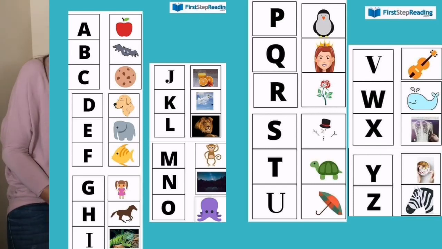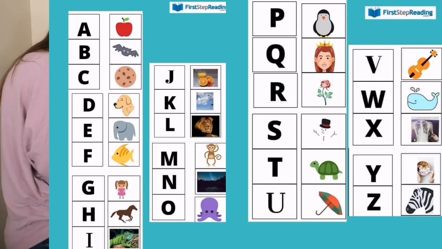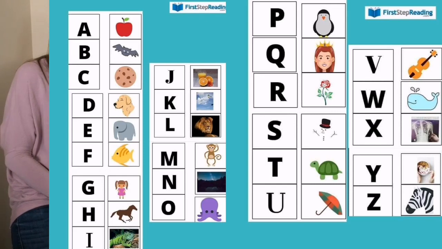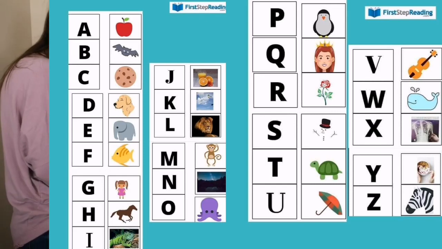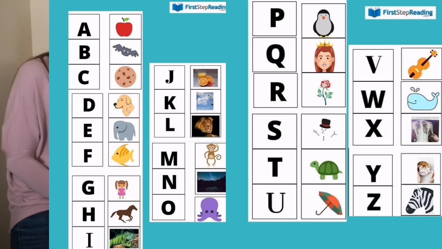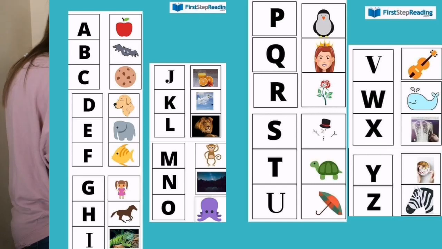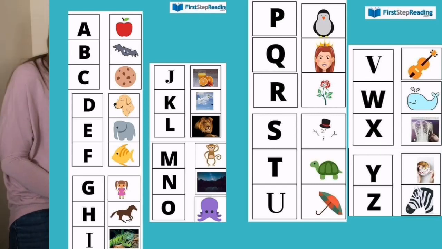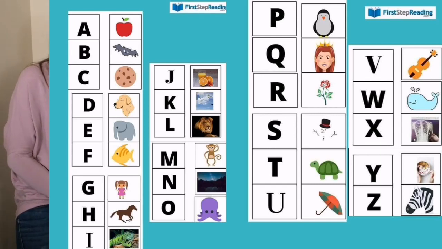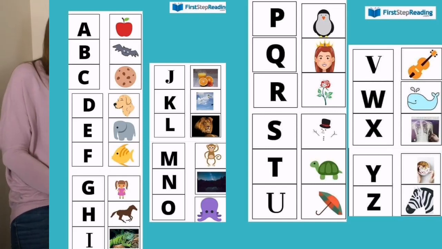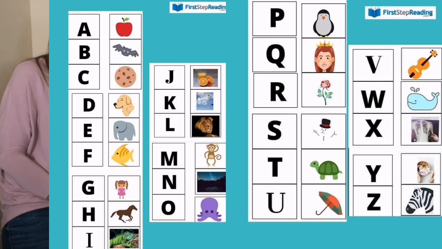The V says voo. The W says wah. The X says x, like violin, whale, and X-ray. The Y says yeah. The Z says zzz, like yogurt and zebra. The letters have sounds. Thanks for singing with me.